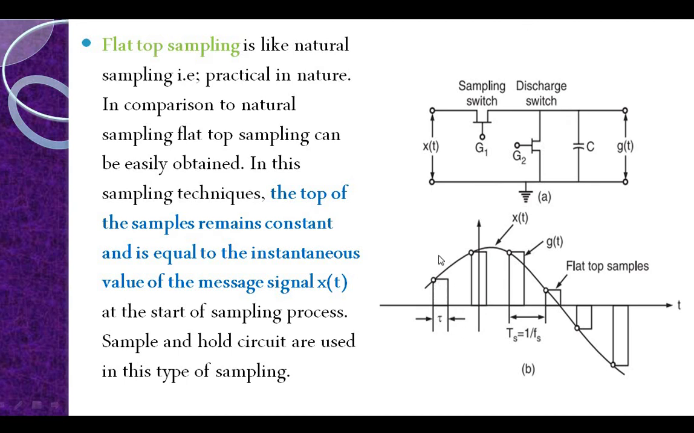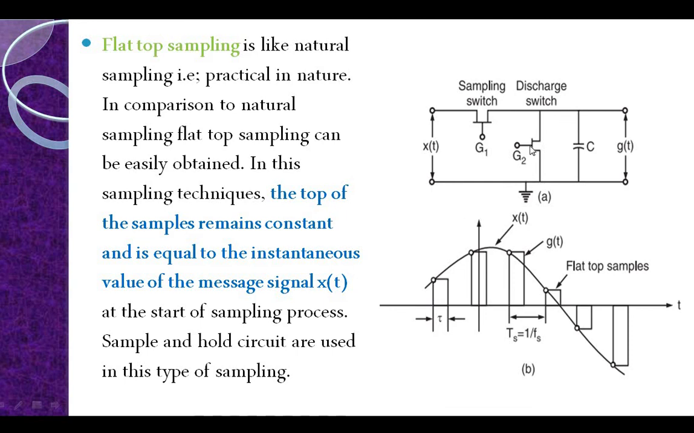This is flat top, continuous sampling and then holding. It will sample and charge, then it will discharge. Again it will sample, charge, and discharge. Due to this circuitry of the sample and hold circuit, we get a sequence of flat top samples. The capacitor charges up to the voltage level, or the amplitude level, of your message signal.